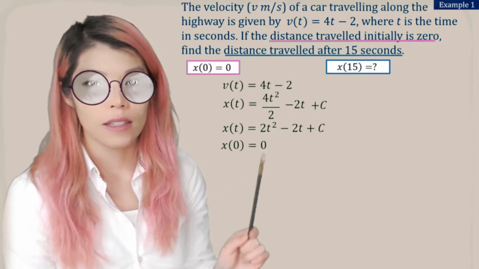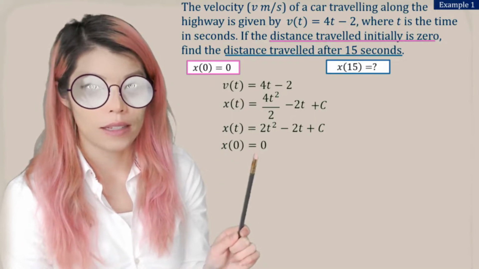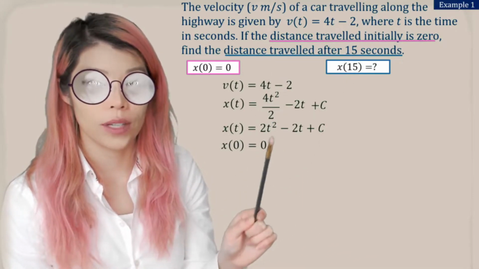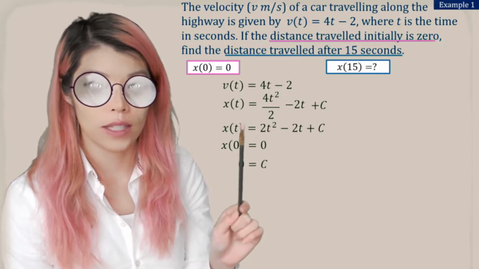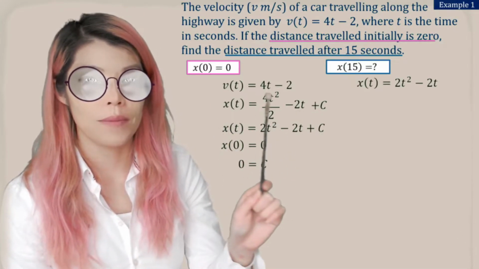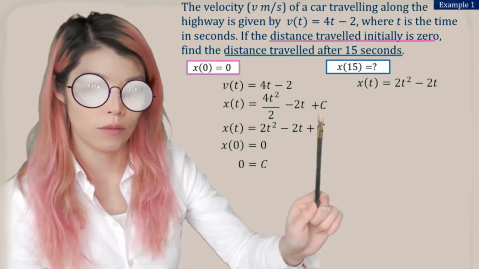So at x is 0, we said that it's 0. It's given to us. So how does that help us? It will give us what c is. So t is 0 and x is 0, so c is 0. So now our position time equation is just that without the c.